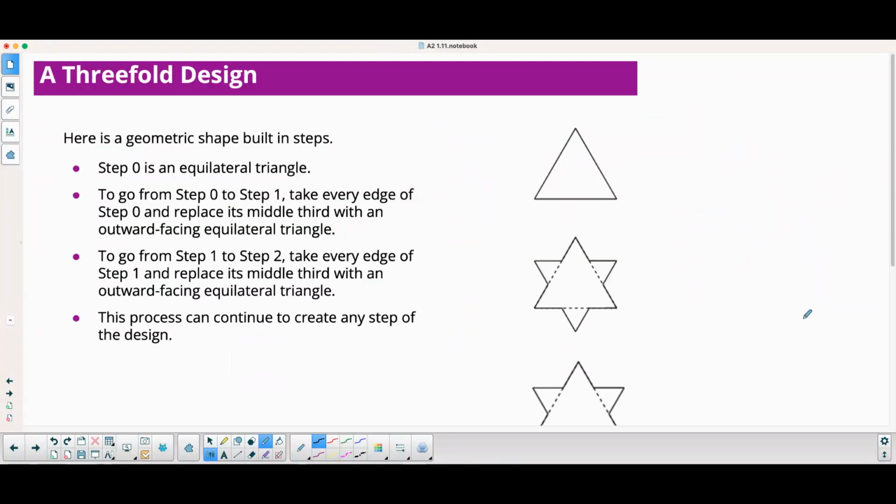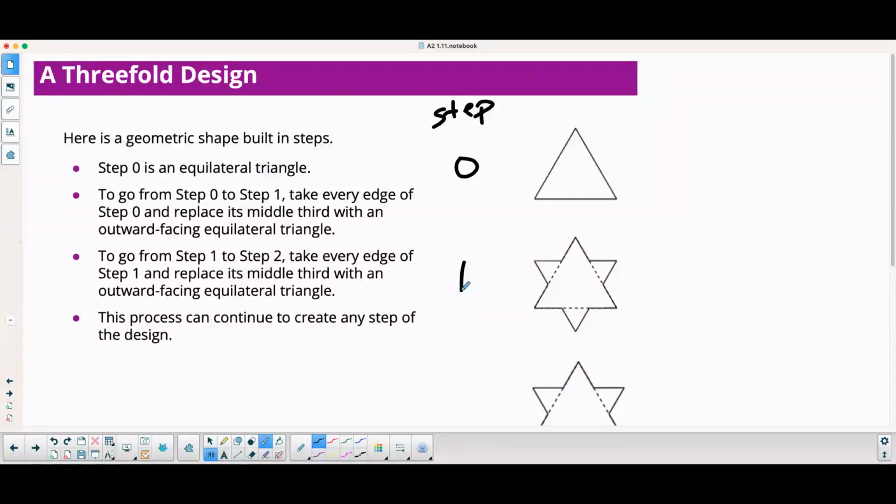All right, so I had that, but I just ended up dividing myself. All right, here's the next situation. Here's a geometric shape built in steps. Step 0 is an equilateral triangle. Okay, so this is step 0. Oops. Looks like a 6. To go from step 0 to step 1, take every edge of step 0 and replace its middle third with an outward facing equilateral triangle. So this will be step 1.